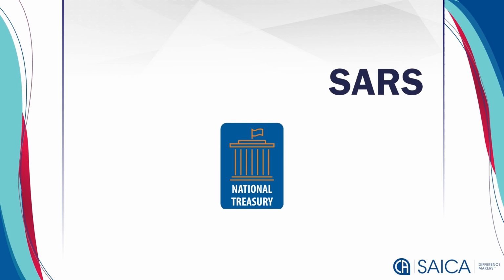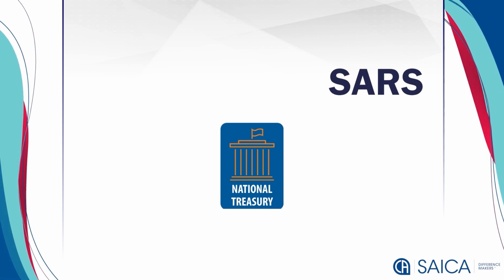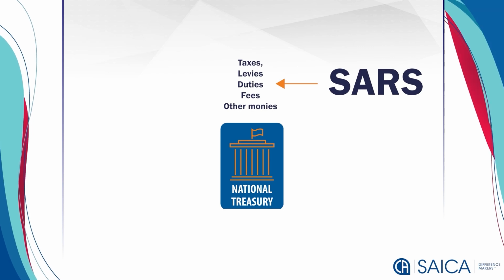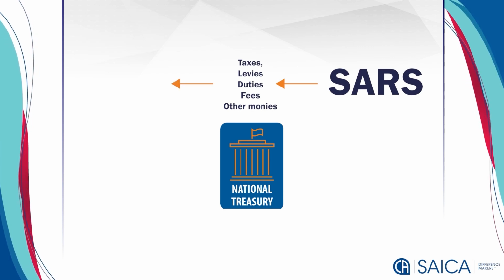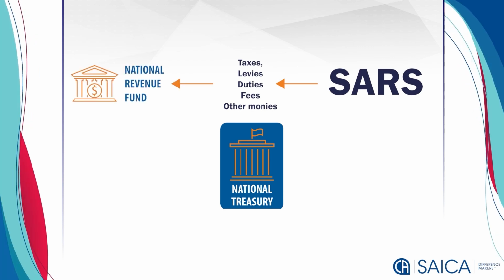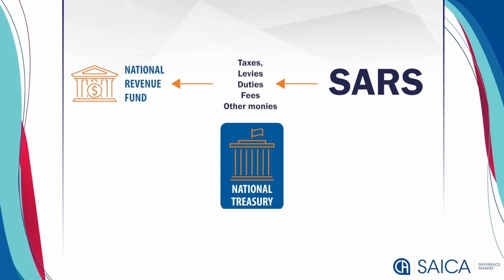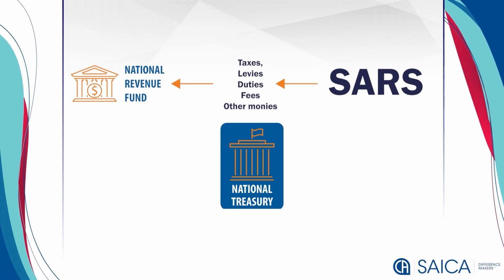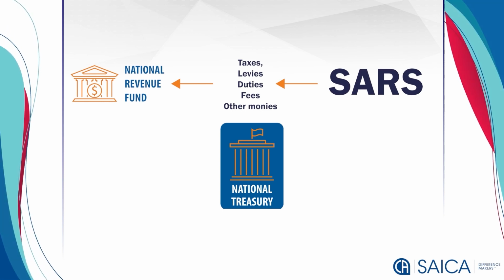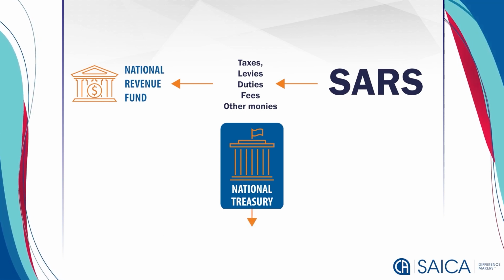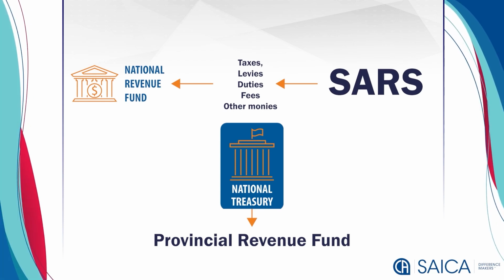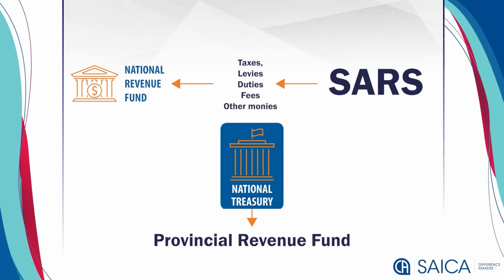The South African Revenue Services must promptly deposit into a revenue fund all taxes, levies, duties, fees, and other monies collected by it for that revenue fund. The National Treasury must promptly transfer all taxes, levies, duties, fees, and other monies collected by the South African Revenue Services for a province and deposited into the National Revenue Fund to that province's Provincial Revenue Fund.